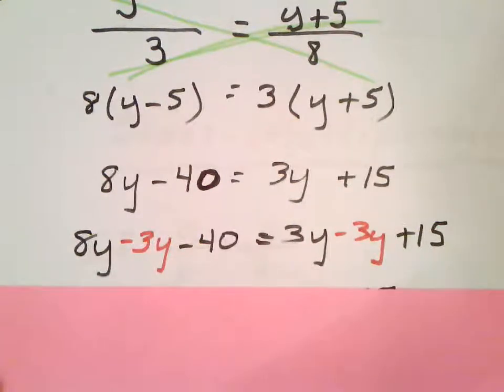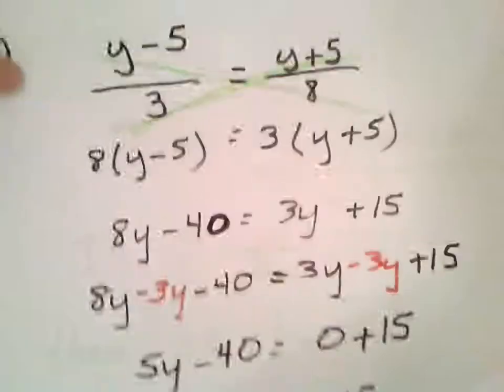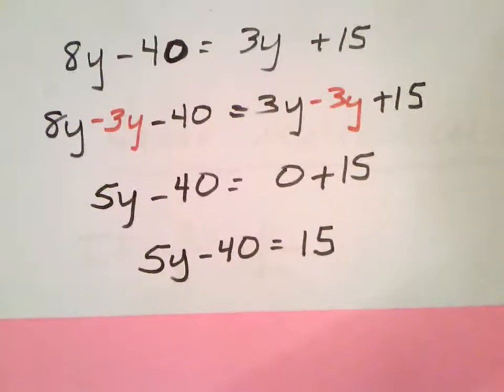I'm going to put my variables on the left-hand side. So I'm going to subtract 3y from both sides. 8y minus 3y, 5y. Bring down the negative 40. 3y minus 3y, 0. Bring down the plus 15. So here I've got 5y minus 40 equals 15. And then I'm going to add 40 to both sides.